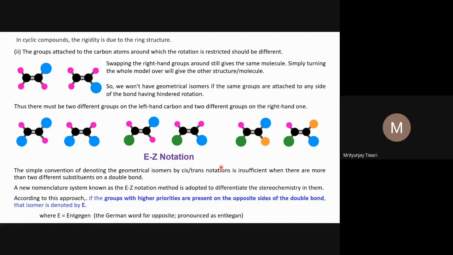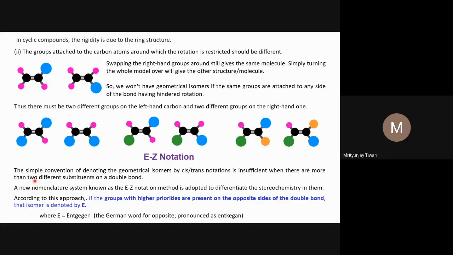So we need a special kind of notation, and that is the EZ notation, a specific notation, a new nomenclature system for such compounds having more than two different groups, meaning three or four groups are different.